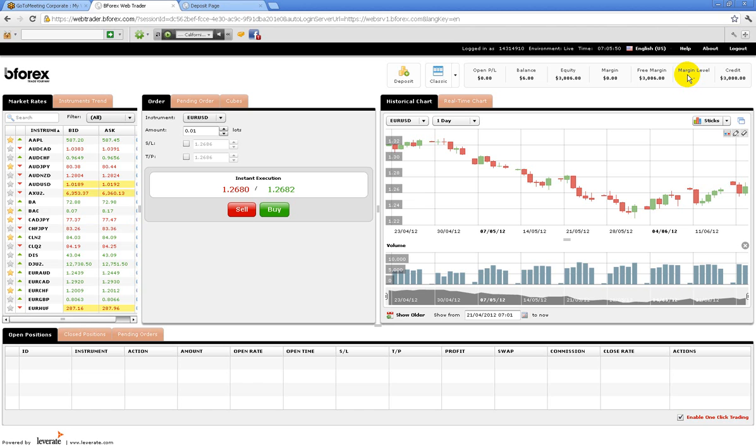I would suggest, even if you're opening small positions, you need to open a maximum of 2 positions. Now, this is reason number 1, and these are the 2 solutions.